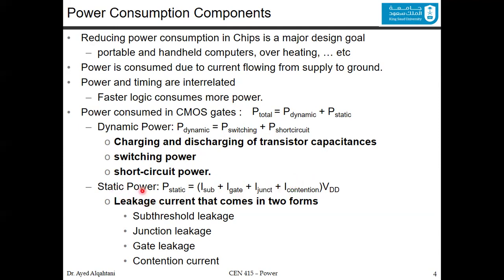Now, the static power is generated because of the leakage. The leakage is the main reason for having static power consumption. The leakage current comes in many forms, like subthreshold leakage, junction leakage, gate leakage, and the contention current. The two main forms that we will focus on are the subthreshold leakage and the gate leakage.